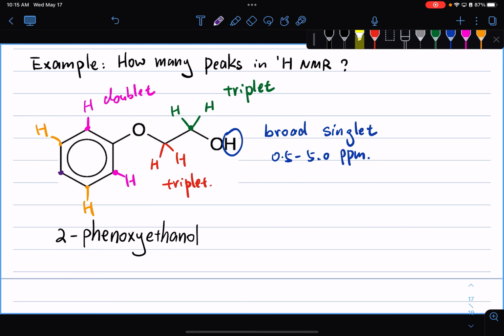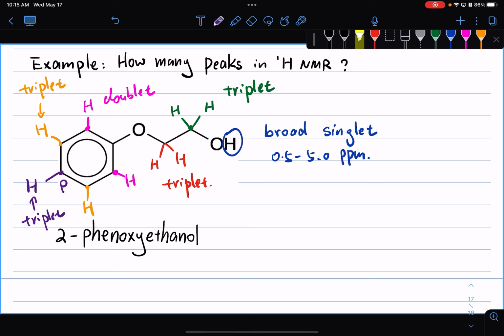What kind of splitting pattern do we expect? So here we have our para hydrogen, that's in purple. For each of my orange hydrogens, it has two neighboring hydrogens. Both the ortho and the para hydrogen are neighbors to my orange hydrogen here. So with two neighbors, that's a triplet. And my para hydrogen here will also be a triplet.